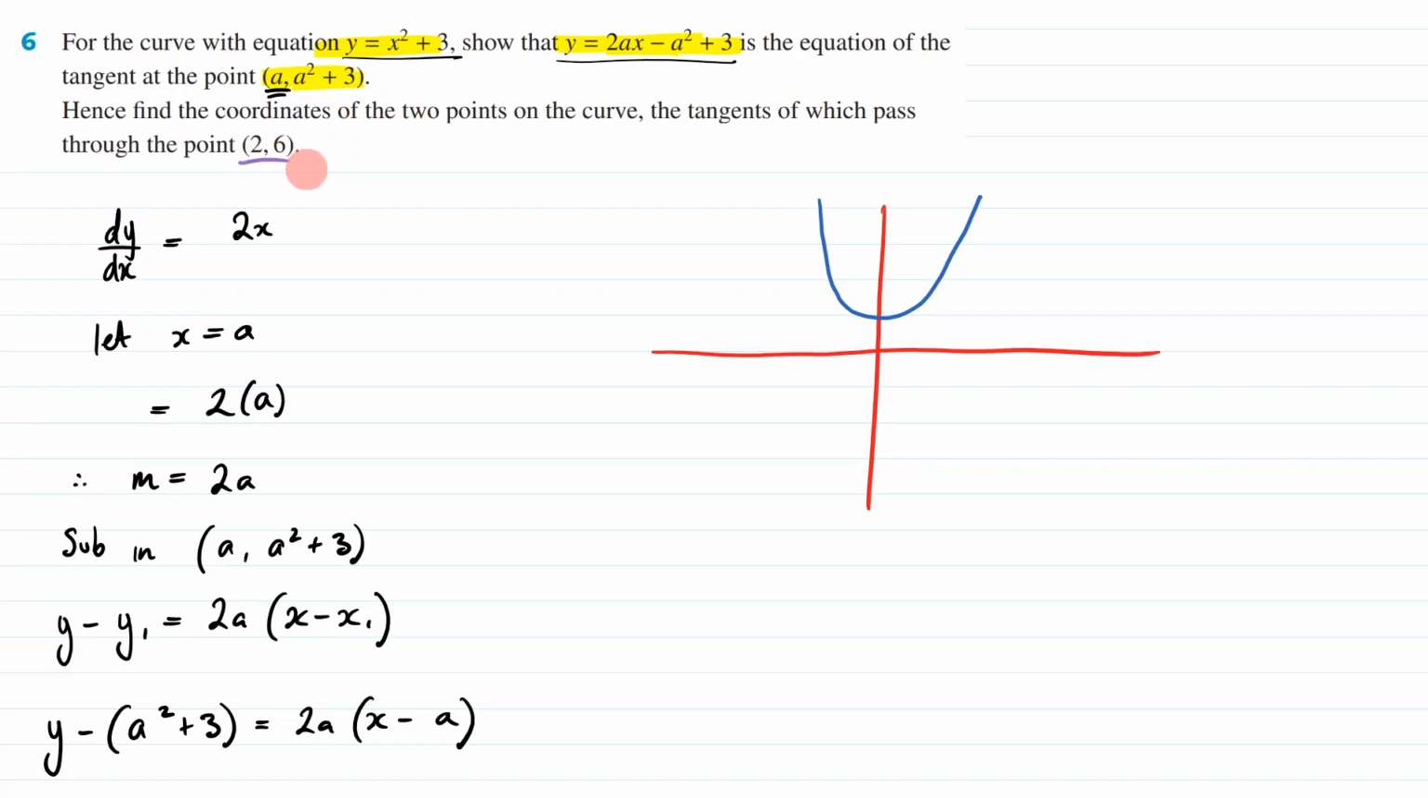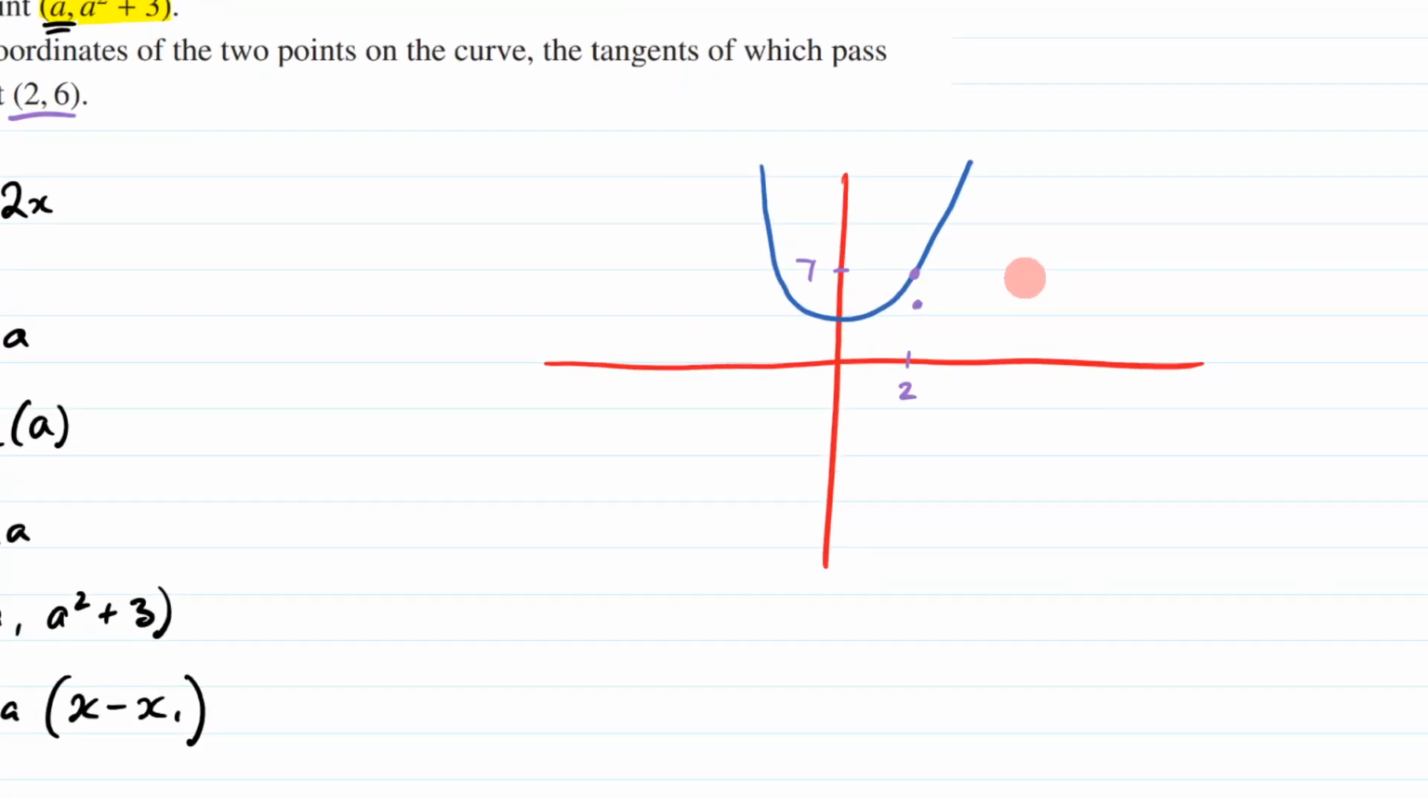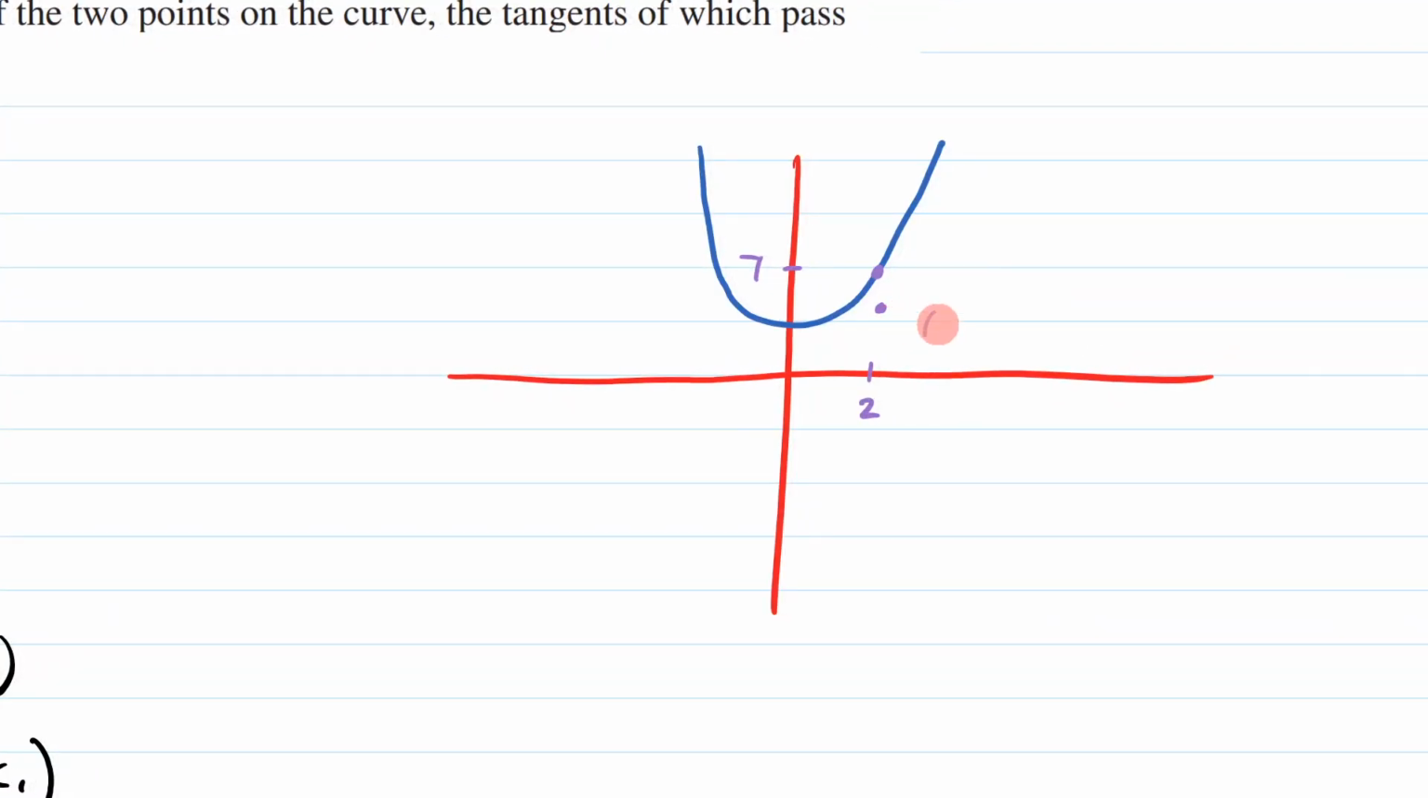Let's put that in. If I had 2 here, and then I sub 2 into x squared plus 3, 2 squared is 4, 4 plus 3 is 7. So this point right here would be (2, 7), right? So (2, 6) would just be a bit beneath it. This point right here would be (2, 6).